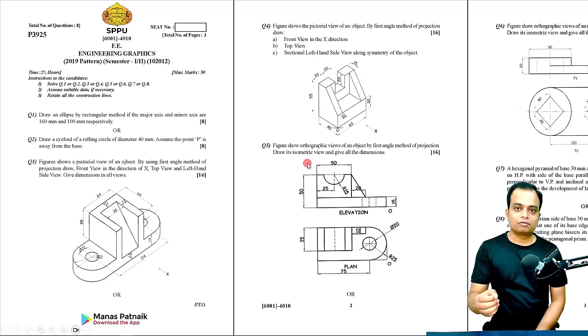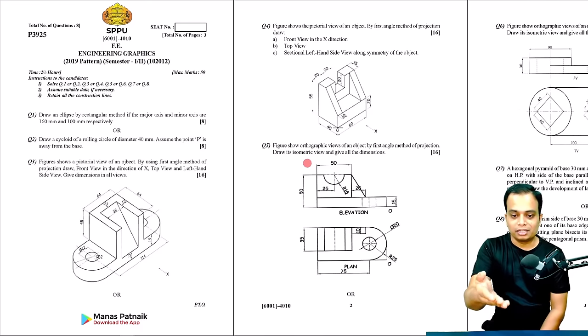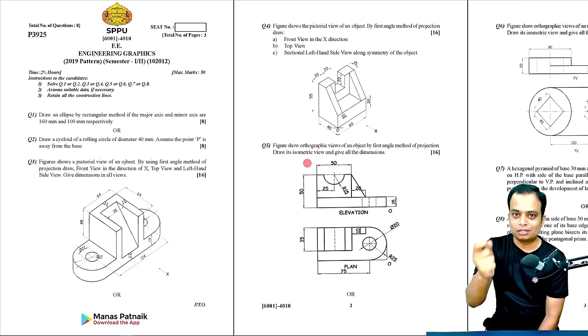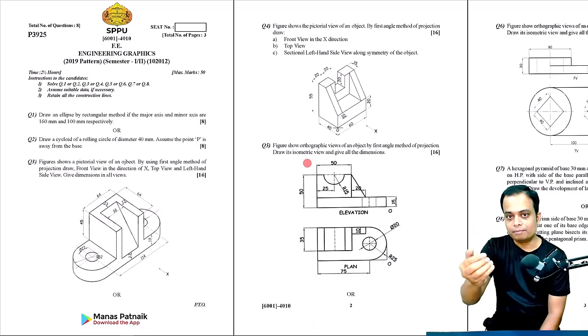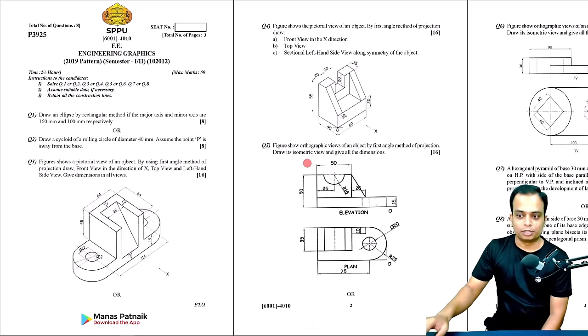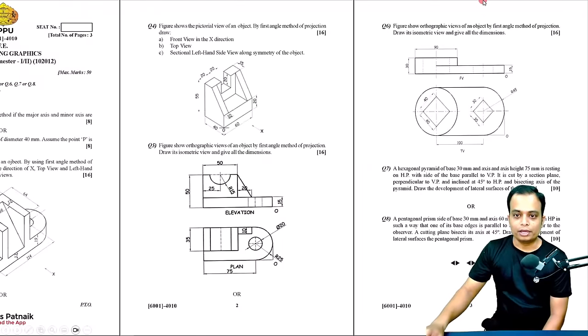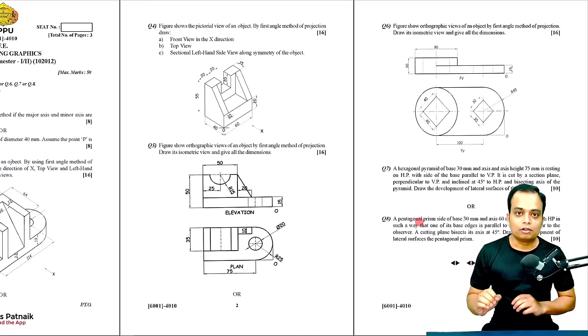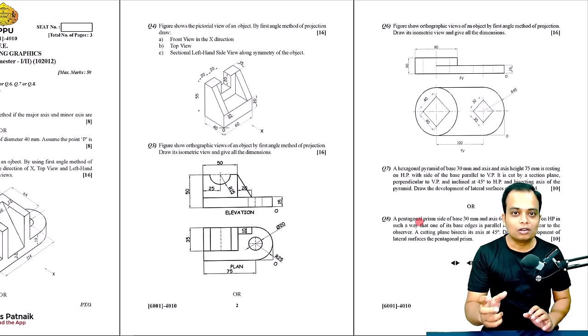Then question number 5 is from isometric drawings, where you need to create the isometric view. It sort of looks like 3D. I mean, in one single view, you can see the length, width, as well as the height of any machine component or any 3D object. And going ahead, problem 6 is also based on isometric drawing. Problem 7 and 8 are from development of surfaces of hollow solids, khokhle solids.